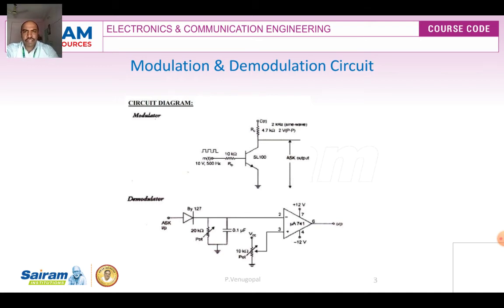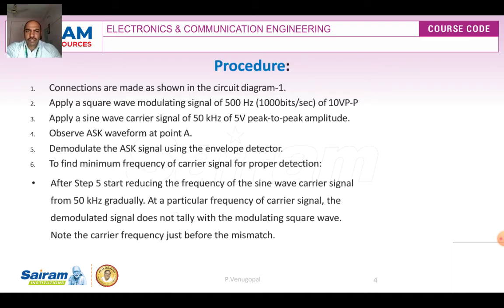Let us see the waveform for this ASK modulation and demodulation, but before that, let us see the procedure. Connections are made as per the circuit diagram, and you have to apply a square wave modulating signal of 500 Hz, 10 volts peak to peak. Always the message signal frequency is less than the carrier signal frequency. Why? Because the carrier has to carry the message signal during modulation.